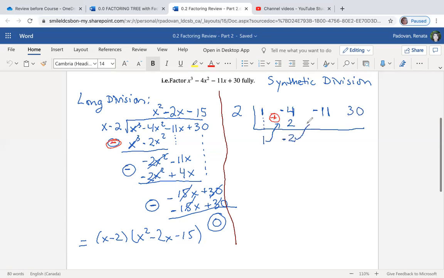When that -2 comes over the line and crosses, I multiply by the factor out in front, 2. So I get -4. And again, just a reminder, I'm adding those numbers. So -11 plus -4 would give me -15. Then that -15 crosses the line and gets multiplied by the factor out in front, so I have -30. And then when I add 30 plus -30, I get my 0 remainder.